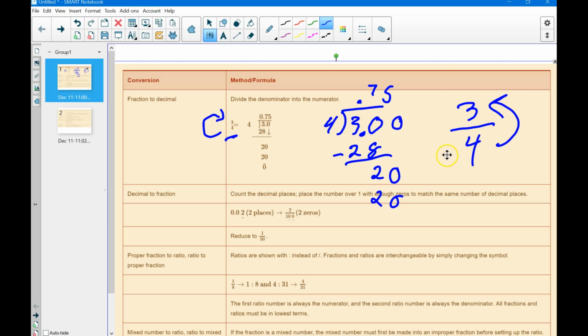So it's always going to be the bottom number divided into the top number, so it looks like this right here.